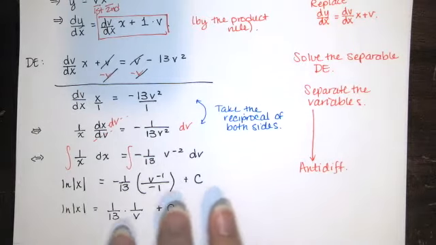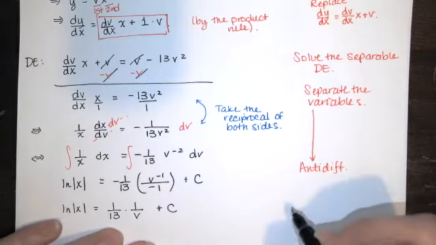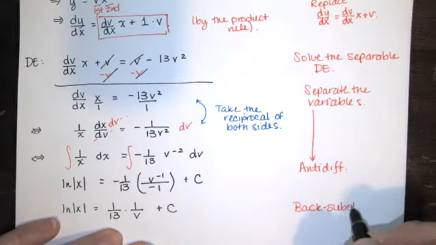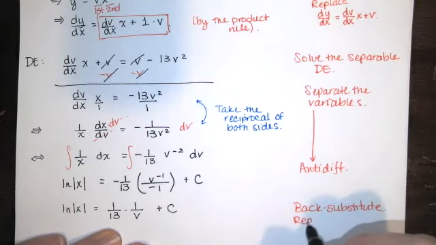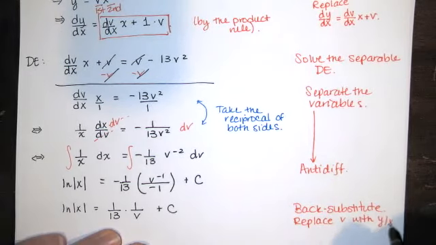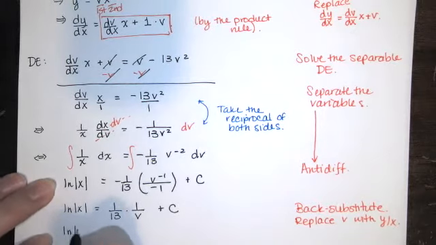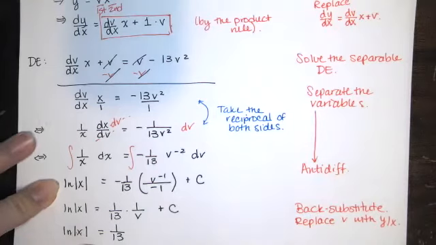Now, we don't want an answer in terms of v and x. We want an answer in terms of y and x. So we need to back substitute. Remember, back substituting is just replacing. You're going to replace v with whatever it was in terms of y and x. Remember, v was y over x. The reciprocal of y over x, that's 1 over v in this case, is x over y.